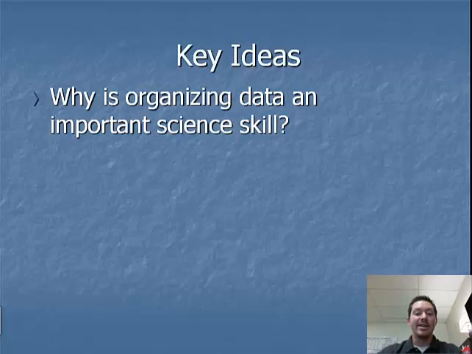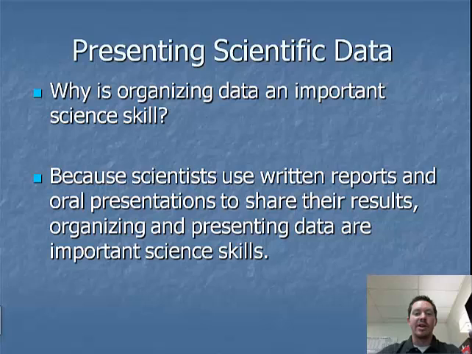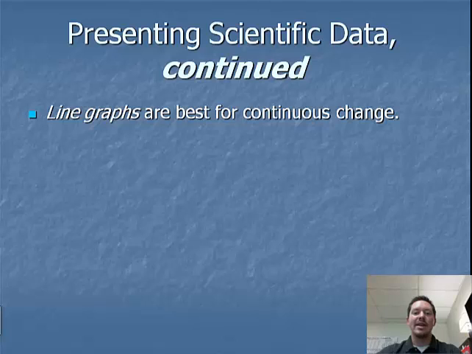Our key idea for this lecture is: why is organizing data an important science skill? To begin answering that question, we can say that because scientists use written reports and oral presentations to share their results, organizing and presenting data are important science skills. A lot of times we add graphs into these written reports so we can better communicate what is going on or what our data is indicating.